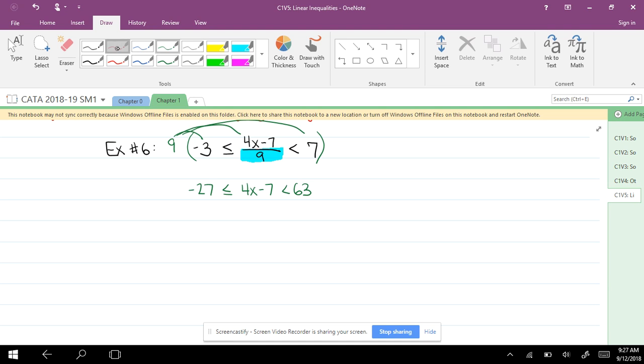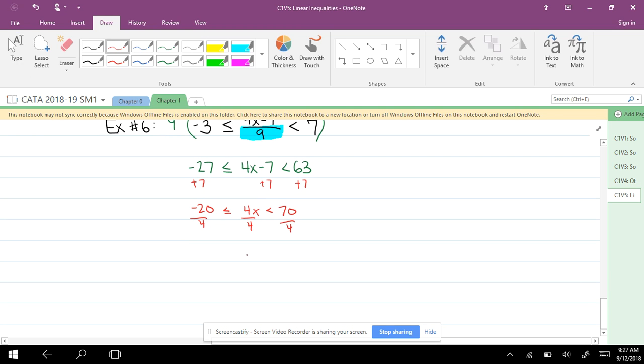My approach to solving this now is I'm going to add 7 everywhere. So that's negative 20, 4x, 70. Divide everything by 4. Dividing by a positive number, so none of my symbols will change. 70 over 4 doesn't go in evenly, so I'm just going to leave it as 35 halves.